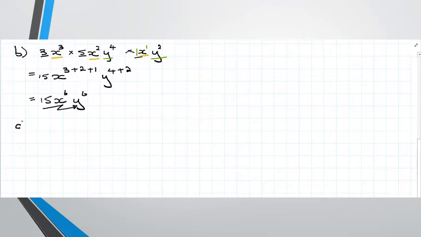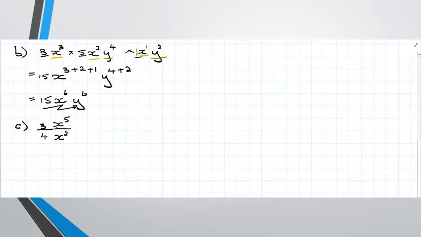Number C. Let's try number C. If I'm going to have 3 divided by 4, and let's just extend the division sign, times 5x squared.